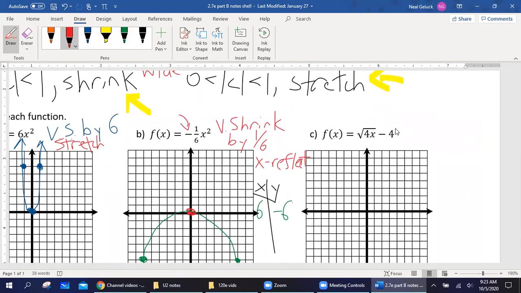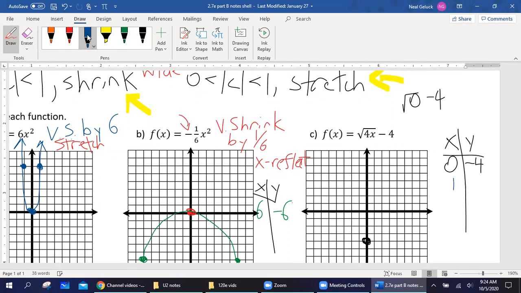And then the 4 is going to move it down 4. Now, again, there's a lot of stuff going on here. This is where I strongly suggest making a table. So if I picked 0 for x, I don't want to plug in any negatives for x because I know that's going to give me the square root of a negative, which I don't like. But if I plug in 0 for x, I would have the square root of 0 minus 4. So that's going to be negative 4. So I've got a point down at 0, negative 4.